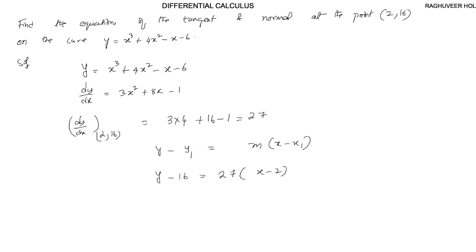And the slope of the normal is minus 1 by 27. So the equation of the normal at 2, 16 is y minus 16 equal to minus 1 by 27 into x minus 2, which gives x plus 27y equal to 434.